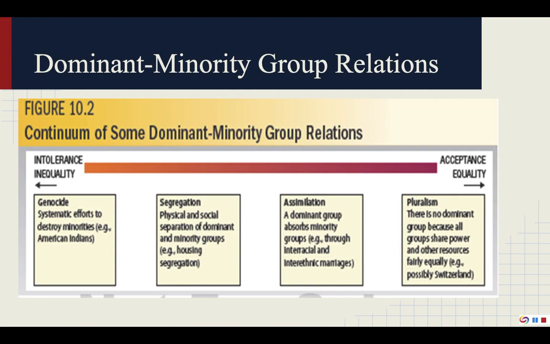So an example is American Indians, Native Americans, and how they were treated by European invaders in the United States. Segregation, just to the right of that, is physical and social separation of groups. Assimilation would be if the group is absorbed into a more dominant group. So you might think of assimilation in terms of the category of whiteness.